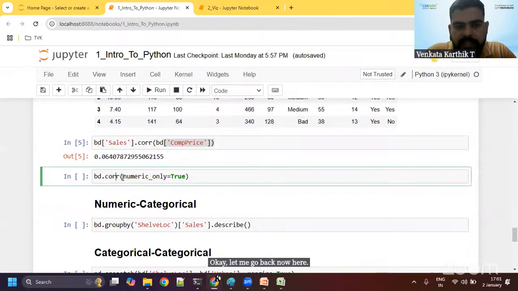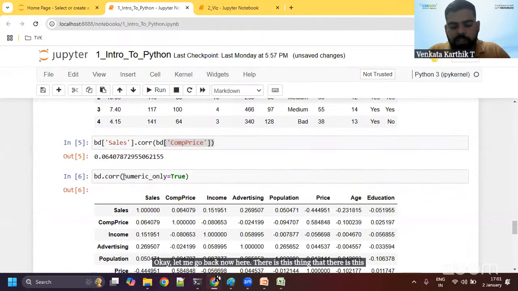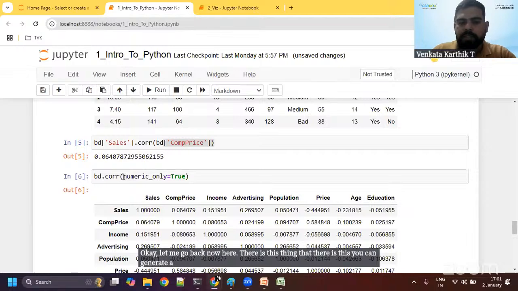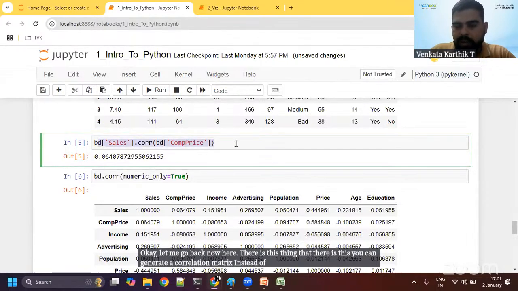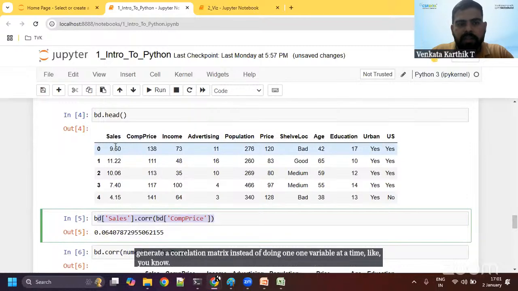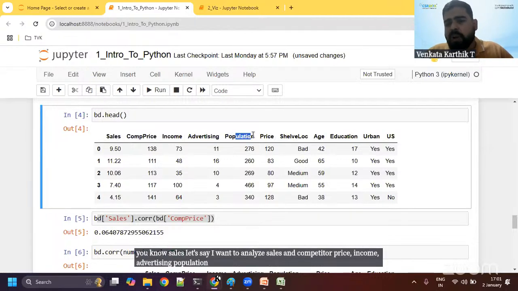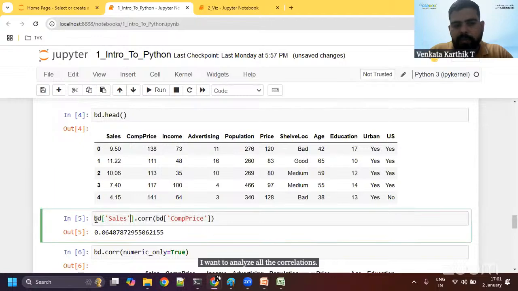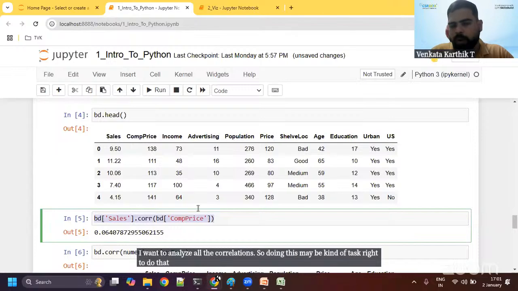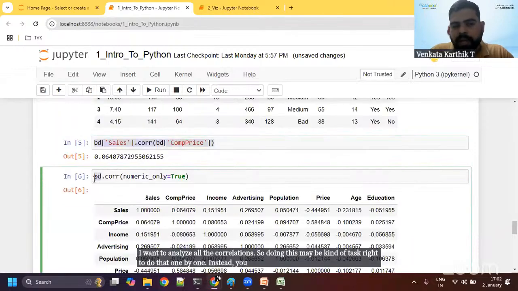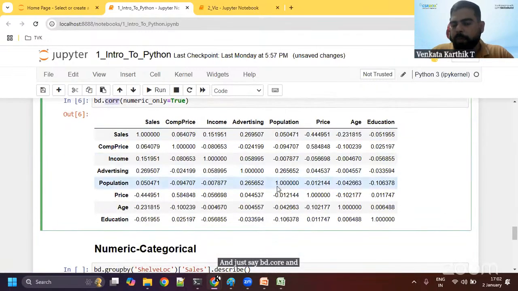And there is this thing that you can generate a correlation matrix instead of doing one variable at a time. Let's say I want to analyze sales and competitor price, income, advertising, population. I want to analyze all the correlations. Doing this one by one may be kind of a task, right? Instead, you can pass the whole data frame to it and just say bd.cor and it will give you a matrix. Now, how do you interpret this matrix?